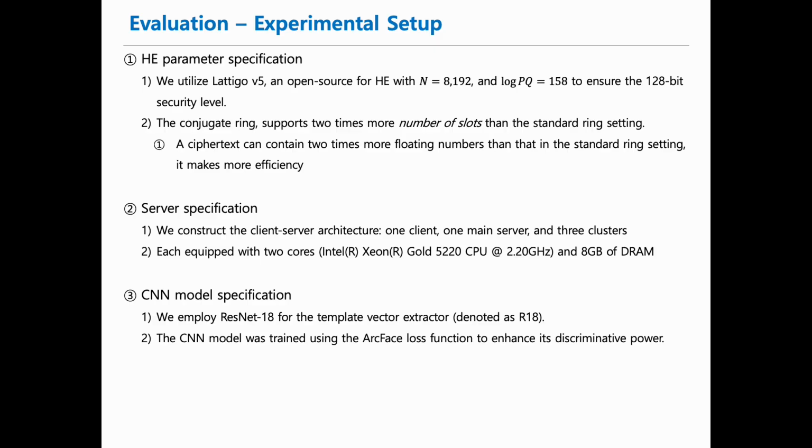Next is the server specification. We constructed the client-server architecture: 1 client, 1 main server, and 3 clusters, each equipped with 2 cores and 8 GB of RAM. The next is the CNN model specification. We employ ResNet 18 for the template vector extractor, which is denoted as R18, and the CNN model was trained using the ArcFace loss function to enhance its discriminative power.